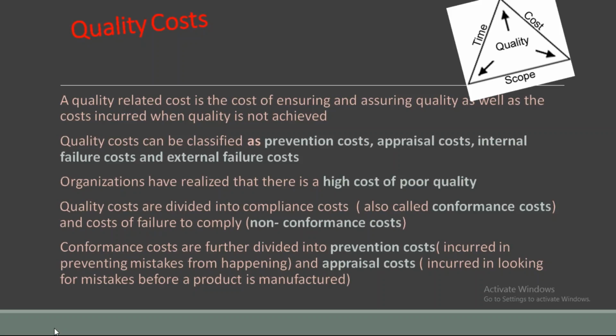And why do we have to do that? When we don't spend enough on prevention, when we don't spend enough on appraisal, when we don't spend enough on internal failure checks, at least to check it at the last stage, we send a wrong product to the market, and that product can create havoc.